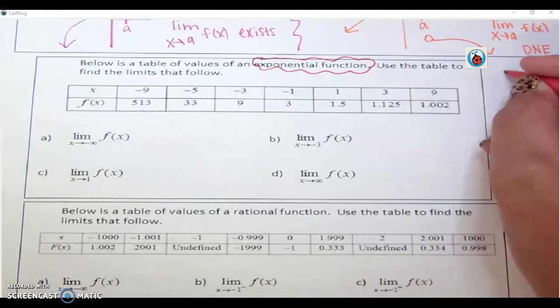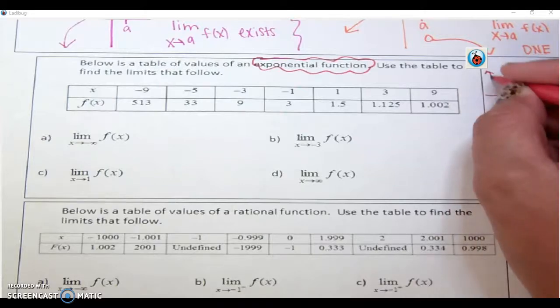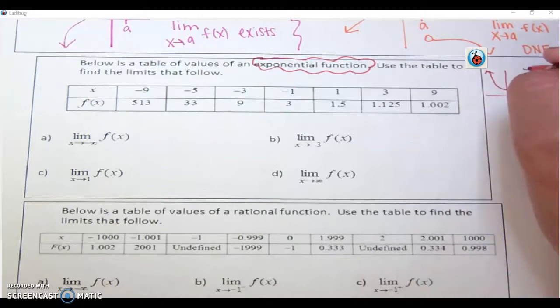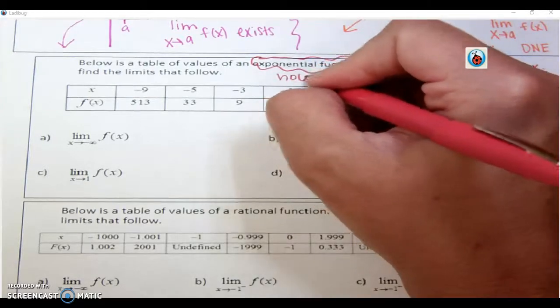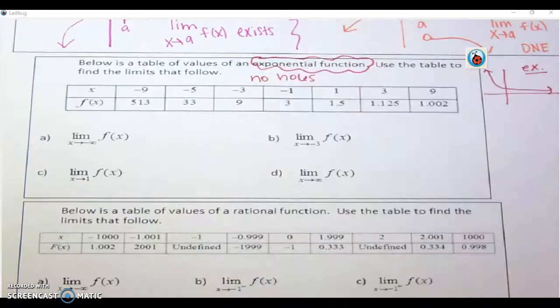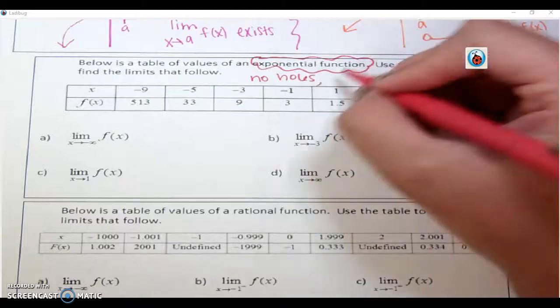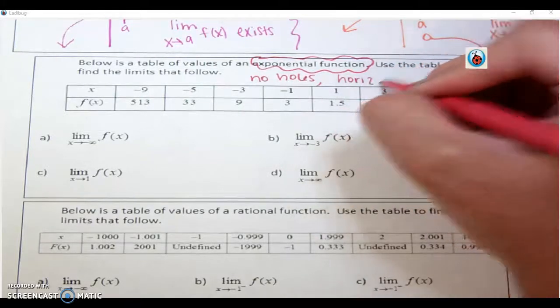Okay, so hopefully you remember from pre-cal, exponential could look something like that. Okay, this is just some example. So exponential function. An exponential function is not going to have holes if it's a real exponential function, so no holes. But it is always going to have a horizontal asymptote.